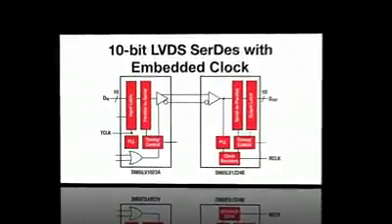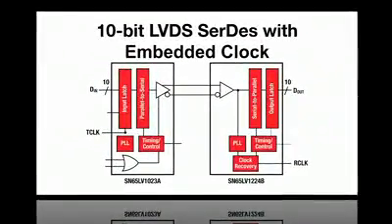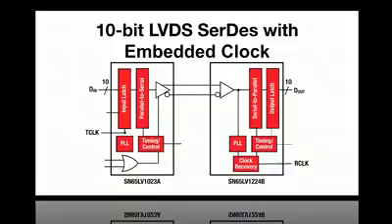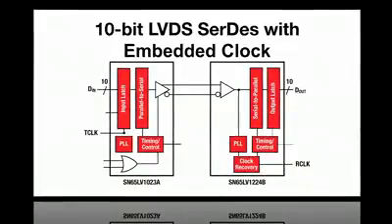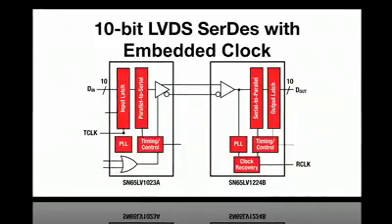Cameras used in industrial machine vision, medical and security applications often use a 10-bit version of LVDS SerDes. Here, the clock is embedded using a start-stop bit scheme. Because of the unidirectional nature of video data flow, individual serializers and deserializers are used.